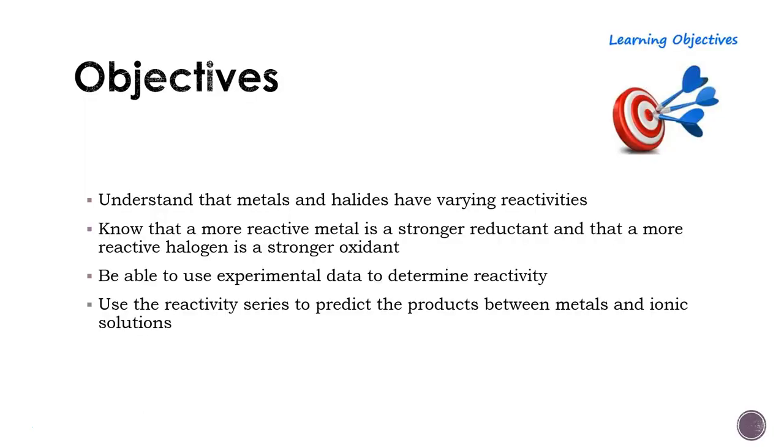Again, we have some objectives for these which link to our chapter. Remember when we're looking at chapter 16, we need to understand that metals and halides have varying reactivities. Our focus here is on the reactivity of metals. Okay, I'm going to mention halogens and halides just because it gives us a better understanding, but our focus is on metals. We need to know that a more reactive metal is a stronger reductant and that a more reactive halogen is a stronger oxidant.